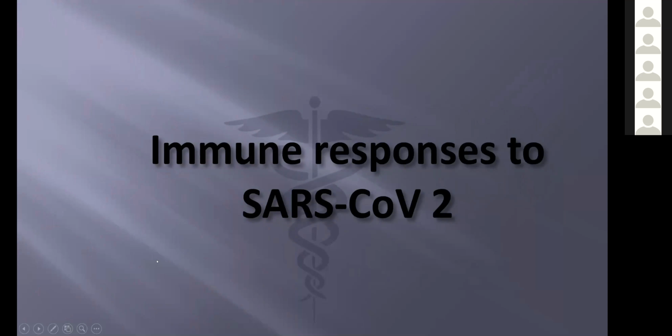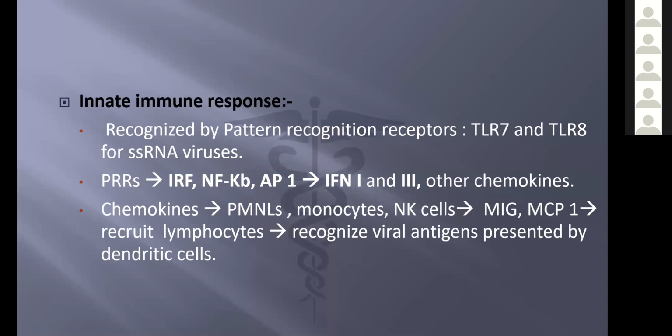Okay. So, under immunity, I'm going to discuss immune response to COVID-19, immunological spectrum, how long does immunity last after infection, and herd immunity. So, first, let's discuss immune responses to SARS-CoV-2. There are two types of response, the innate immune response and the adaptive immune response. The innate immune response is the first phase and the early response.